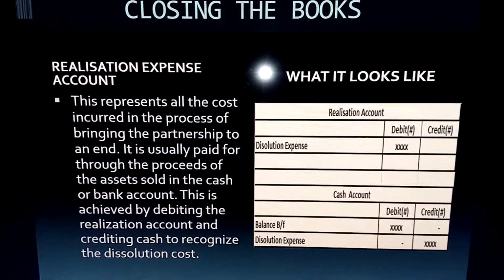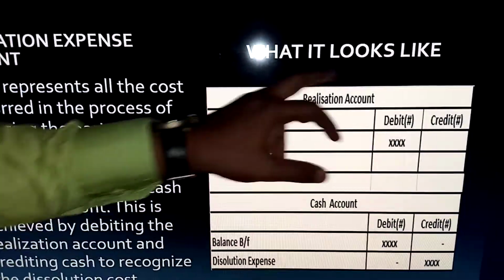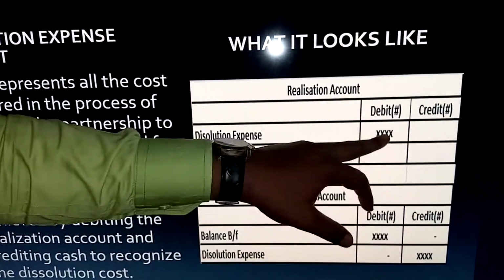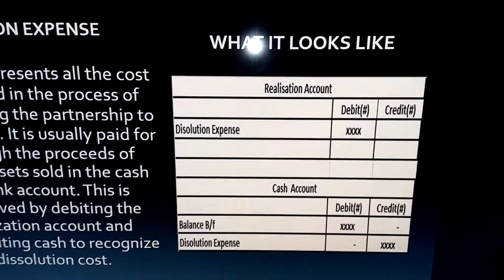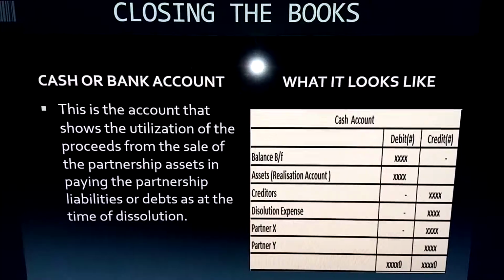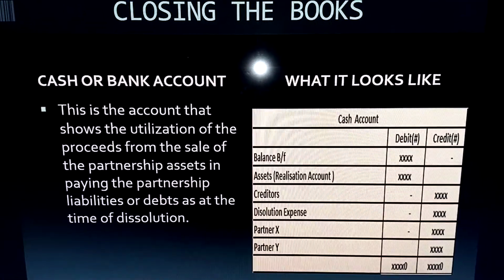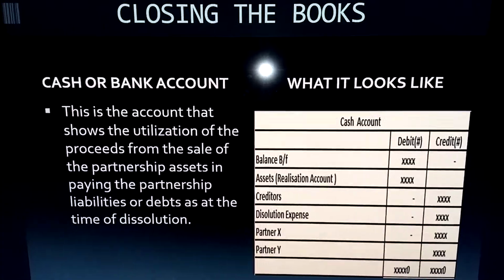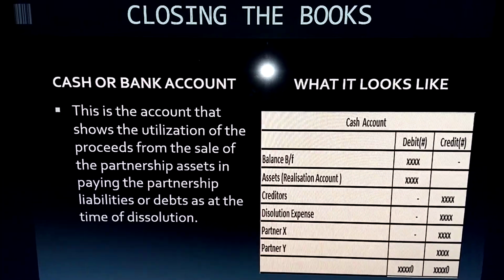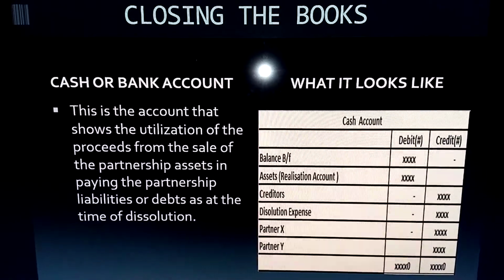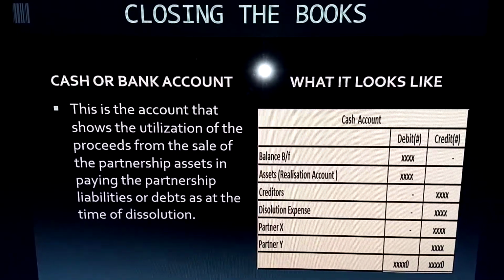So basically, what we do here is to debit the realization account with dissolution expense, and then credit cash account with dissolution expense. So here we have cash or bank account. So after selling all the assets, the money comes into the cash at hand or cash at bank. Then out of the cash at bank, we'll pay the creditors, and then pay whatever expense we want to pay, and also pay the partner.